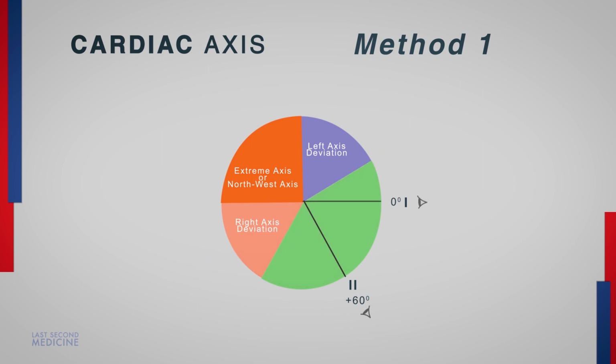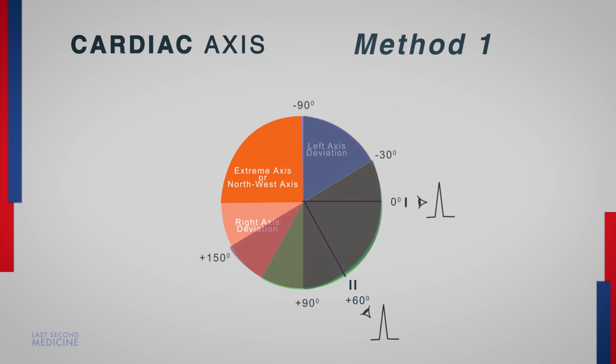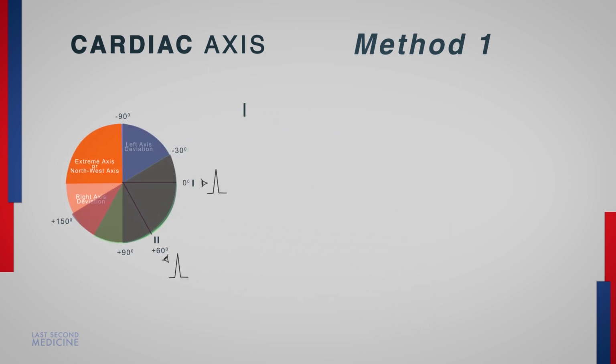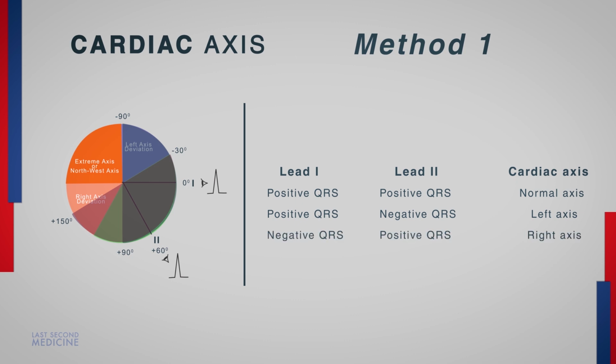However, by looking at both leads, whether the QRS complex is positive or negative in these two leads, it is possible to say immediately whether the axis is normal or whether there is left axis deviation or right axis deviation. So a predominantly positive QRS complex in both leads means the axis is normal. A predominantly positive QRS complex in lead 1 and predominantly negative QRS complex in lead 2 means there is left axis deviation. A predominantly negative QRS complex in lead 1 and predominantly positive QRS complex in lead 2 means there is right axis deviation.